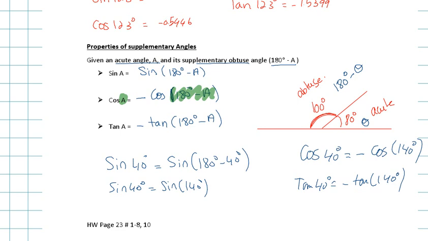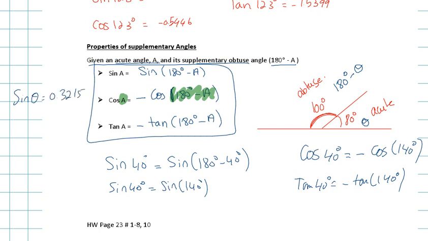So, formulas, very important. Now, I'm going to throw a question at you. If I say that the sine of the angle theta is 0.3215, can you tell me if theta is obtuse, acute, or both?